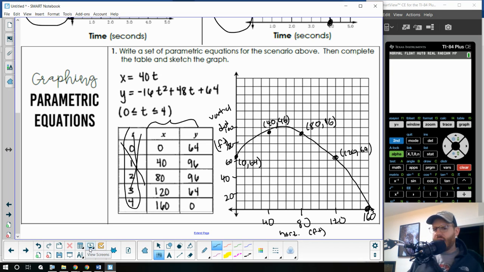Okay. In the next video, we are actually going to look at how to convert between parametric equations and rectangular equations so that we can kind of extend our knowledge of that set before we look at applying them to particular problems.